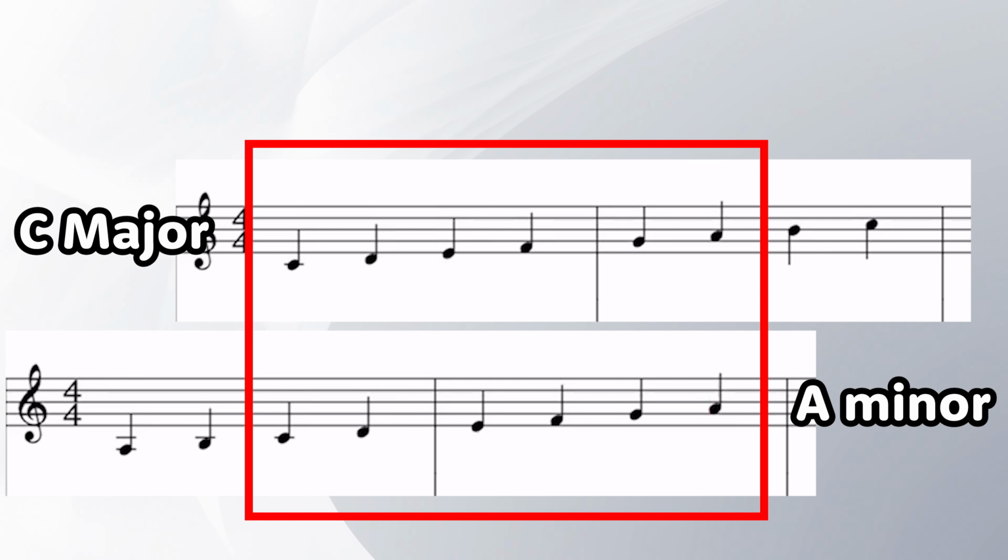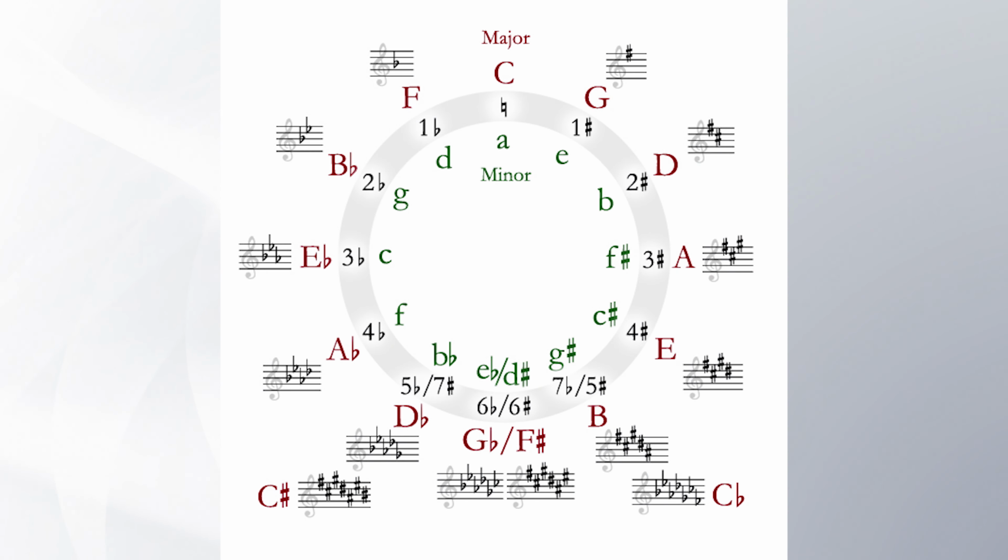And it goes both ways. C major is like the big brother or sister of A minor. Because of this similarity, we refer to the minor scale as a relative minor scale. Now, let's explore the circle of fifths.